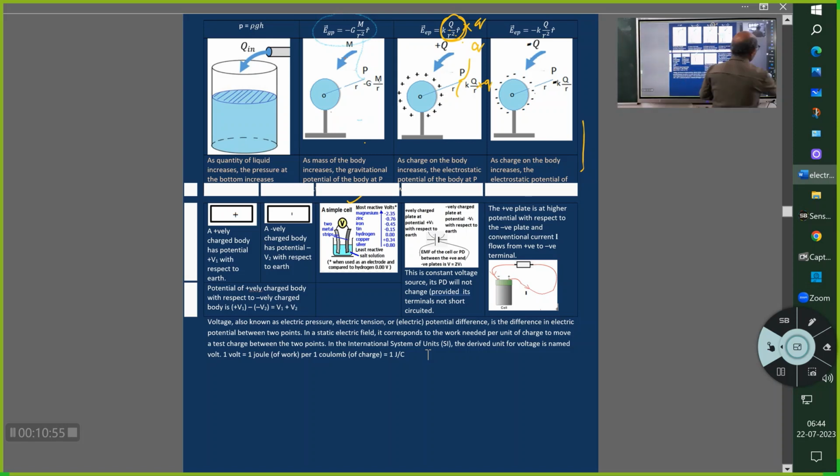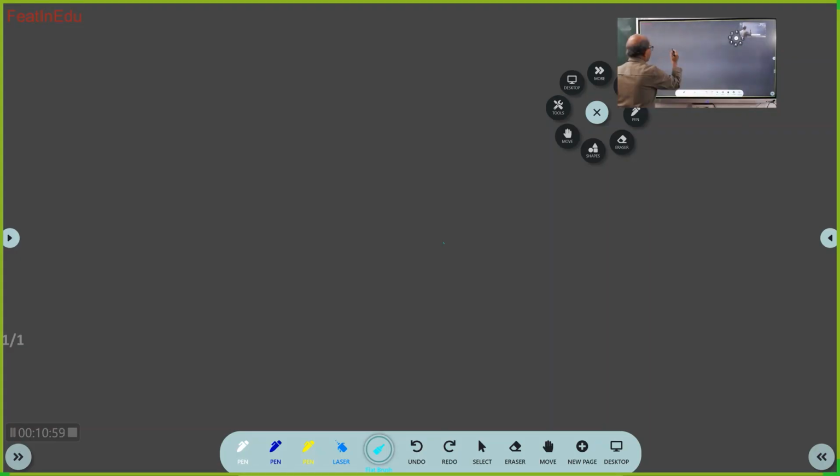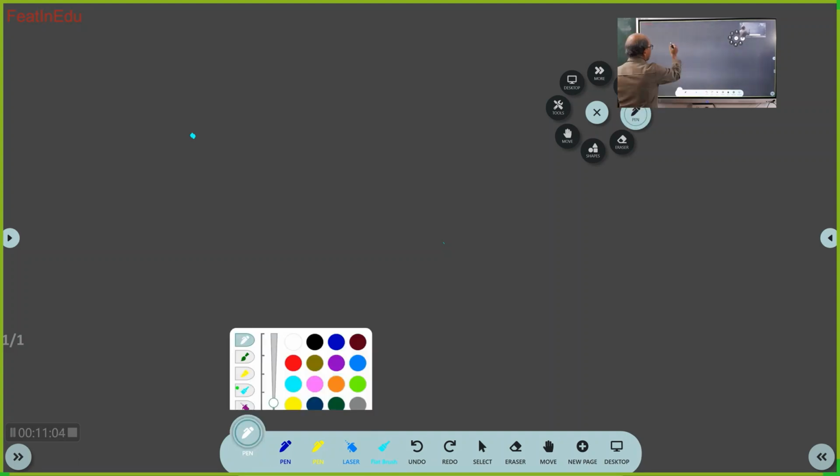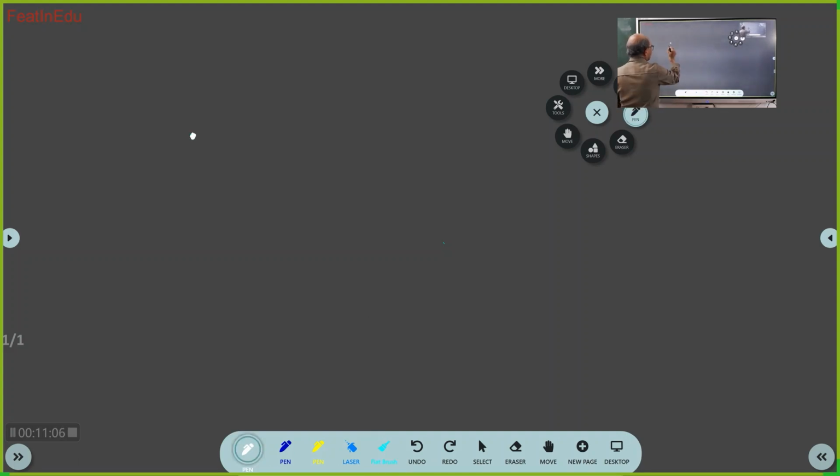Now let me explain this point to all of you, because we will have to solve numericals on this point. Okay, see, now this point is say at some potential, say V1. Now if I place a charge Q here at this point, what will happen? An electric field is created. Because of the charge, electric field is created around it.